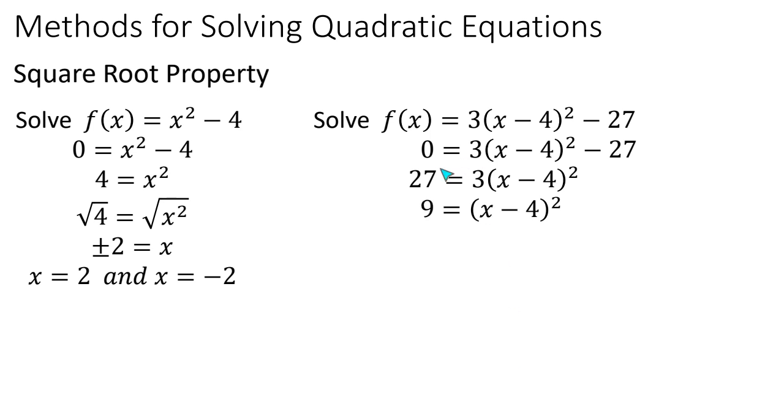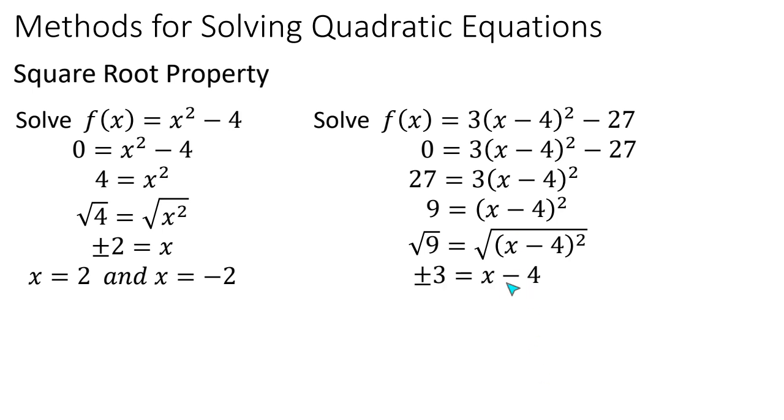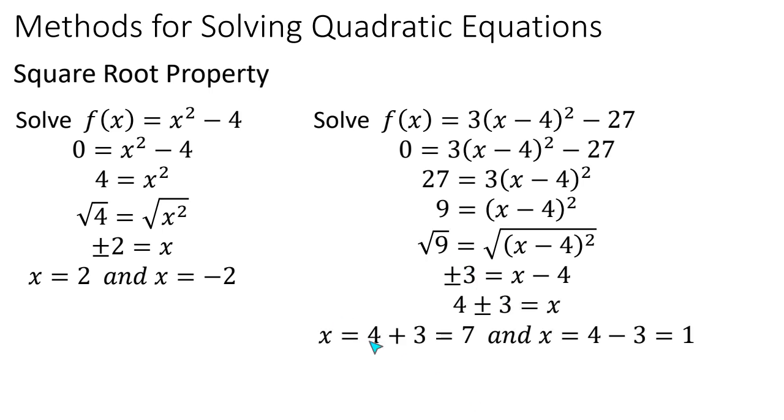So we have 27 divided by 3 is 9. The term that is being squared is by itself, so we can take the square root. And then we get that x minus 4 is equal to the square root of 9, which is plus or minus 3. Add 4 on both sides. So one answer is x equals 4 plus 3 is 7. The other answer is x equals 4 minus 3, which is equal to 1.